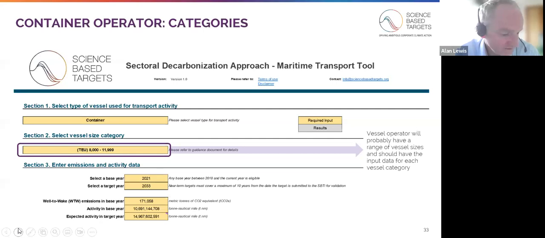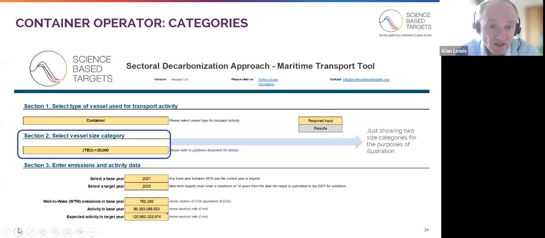If you could click on again, in this, we expect that that operator would have more than one size category. So again, in this case, it's just a question of adding that same information into the tool for a different size category. We're showing in this 2 size categories. In practice, the operator may well have many more that it needs to cover, but for the purposes of this, we're just showing the 2.